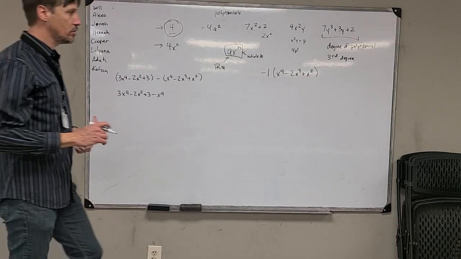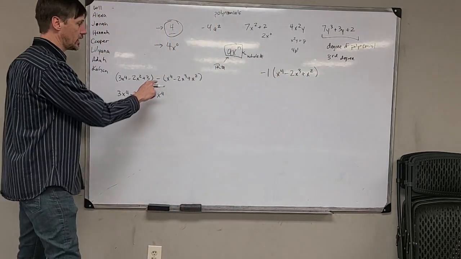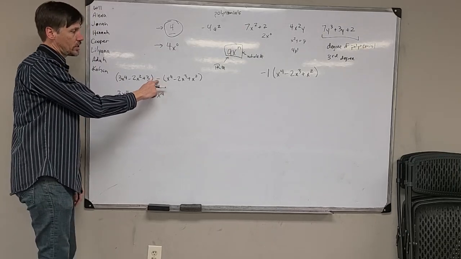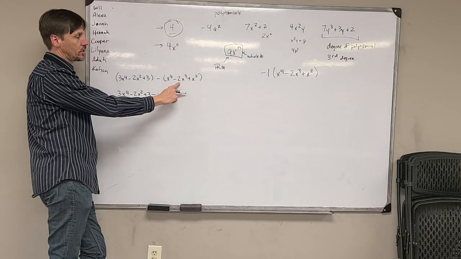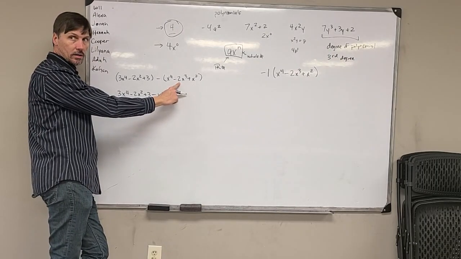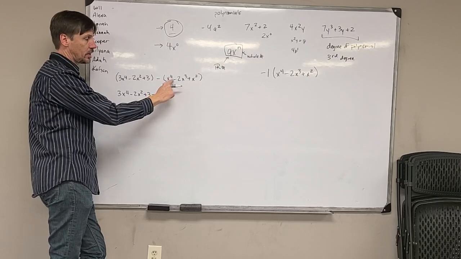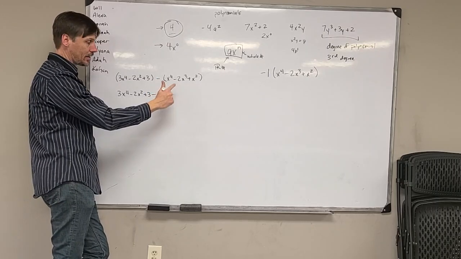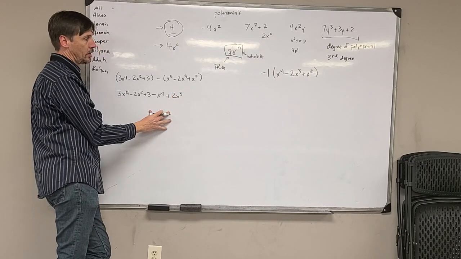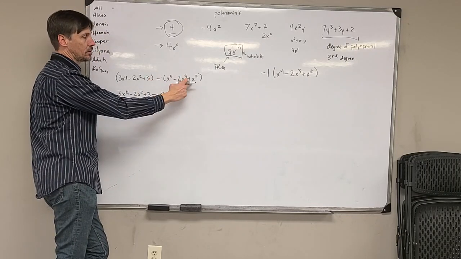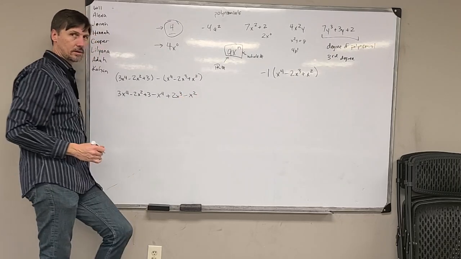So we're distributing through, which means we have to multiply this -1 times each term, right? So now we've multiplied the -1 times the first term. What's -1 times the second term? -1 times -2x cubed is what? A negative times a negative gives us a positive, right? So it's positive 2x cubed. Right? And then here we have a negative times a positive, so we're going to get a negative x squared. Does everybody see that?